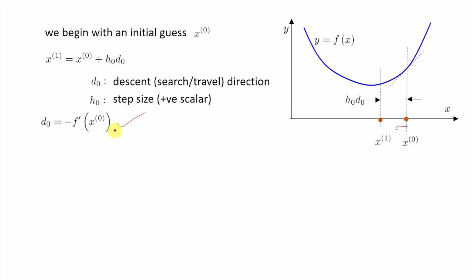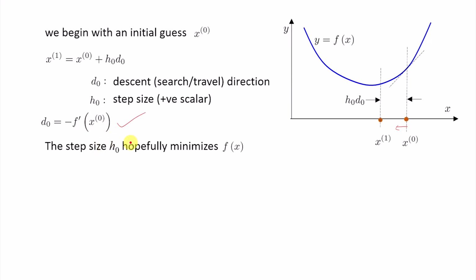So for that, I need to know the step size. And to find this step size, we assume that at x equals x0 we are not at the minimum, because my f prime(x0) is not equal to 0. If f prime(x0) is equal to 0, then I am already at the minimum and I don't have to do anything. But if it is not 0, then I have to find a step size.